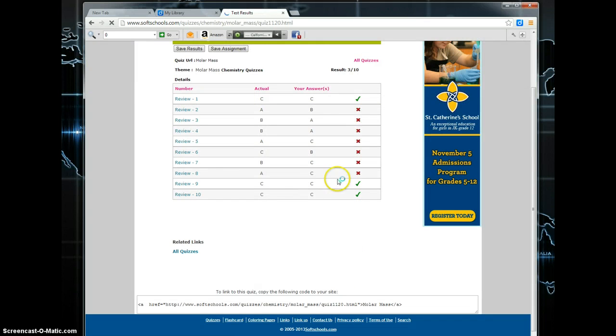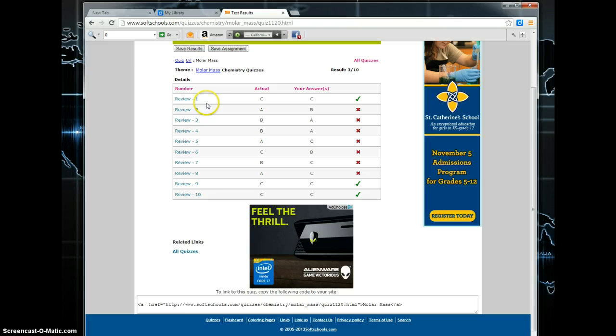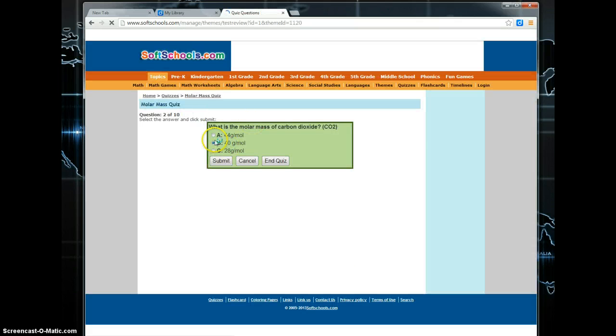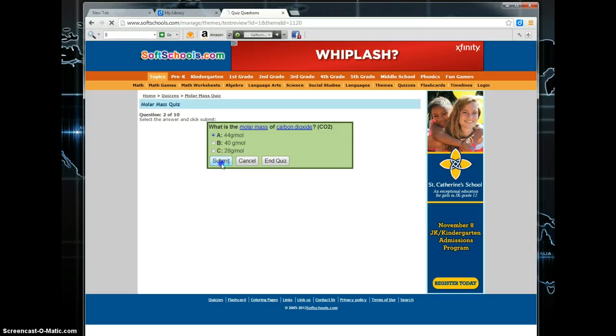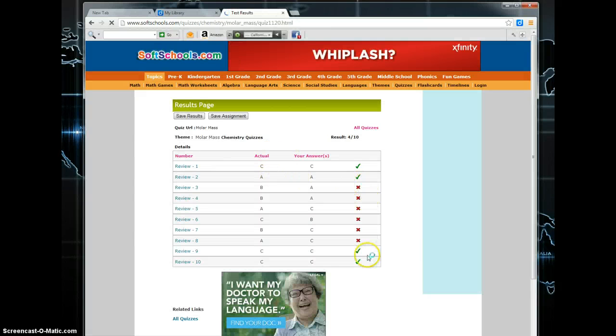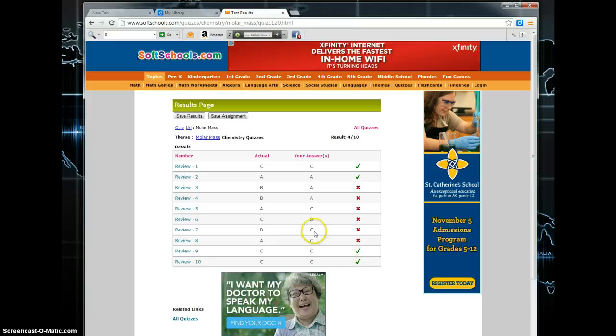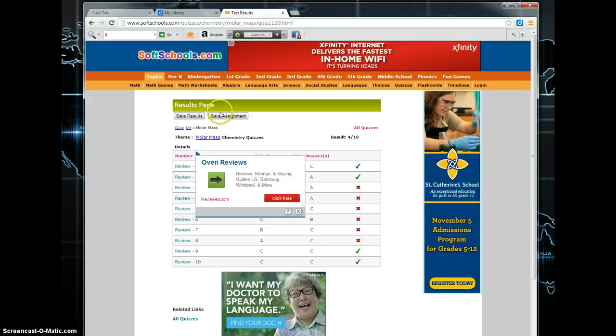So it turns out C is not mostly the answer, but you could go back in and review question number 2. And since I put B and the actual answer is A, I would then switch it to A and get the right answer. And once you switch all these around, you can get back to it.